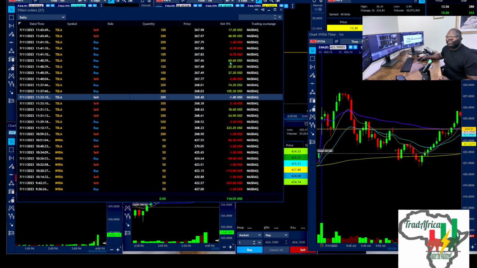until I placed my last trade at 11:43, 11 past 43 minute. Yes. So that is how I placed my last trade, and I was able to make $17. So in total, after fees, you can see here in green, I made $114.55. That was my net profit of the day.